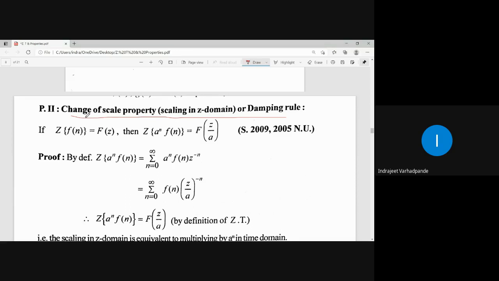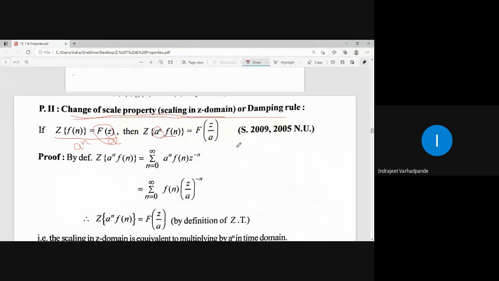So what is this particular property telling us? The change of scale property statement is: if Z of f of n is F of z, then a to the power n multiplied by f of n will give you the change in the RHS as F of z by a. So f of n when multiplied by a to the power n will be implemented in the RHS as F of z by a. In the RHS, you have to divide z by a when it is multiplied by a to the power n.